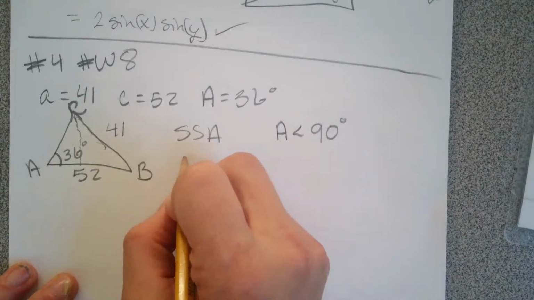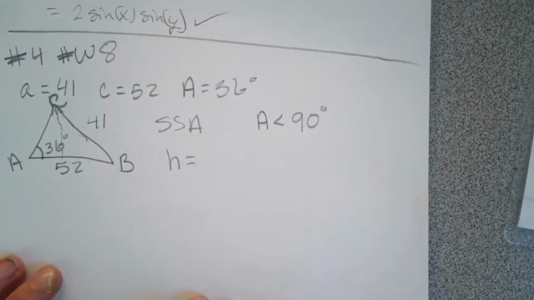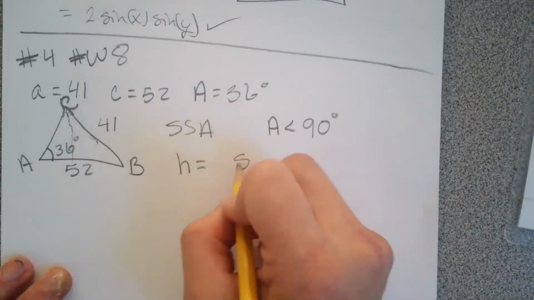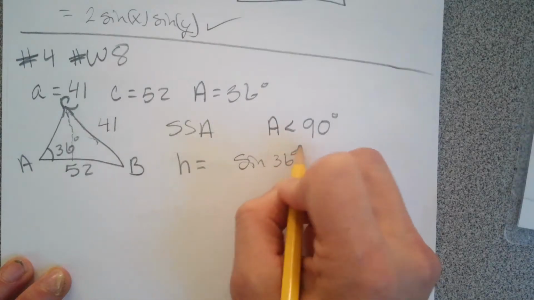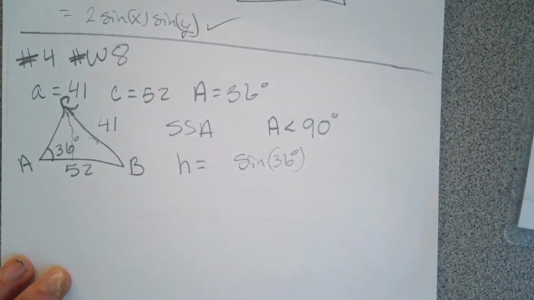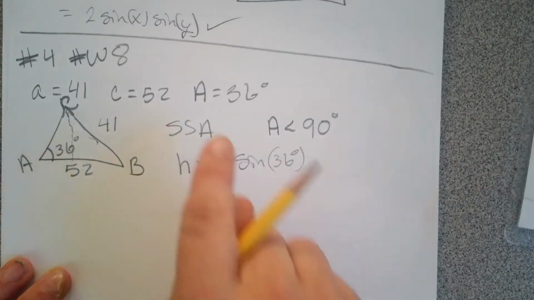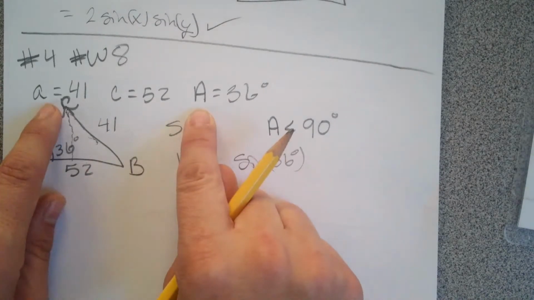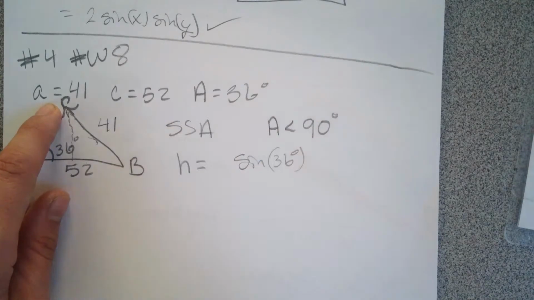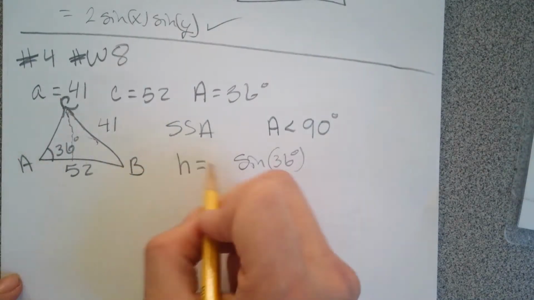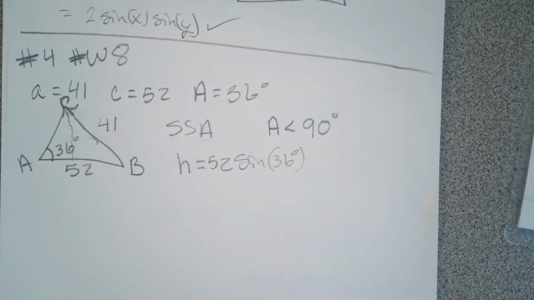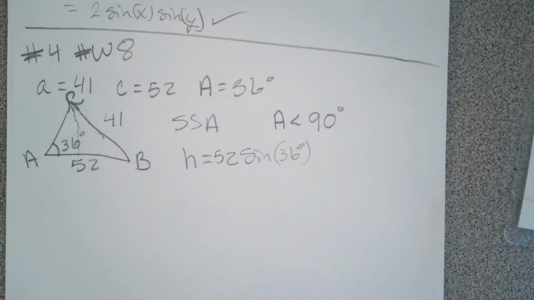So let's find H. Your height is always sine of the given angle times the other side. What's the other side? 52, right? My given angle is A, so the corresponding side is A. I multiply by the other side, so I multiply by 52. So what is 52 times sine of 36? It's going to be like 27.